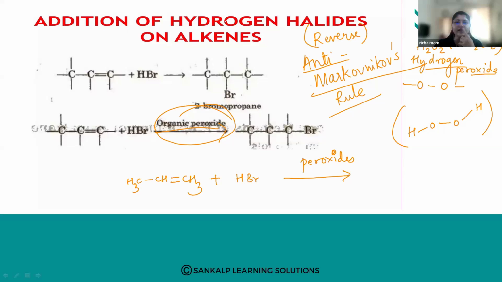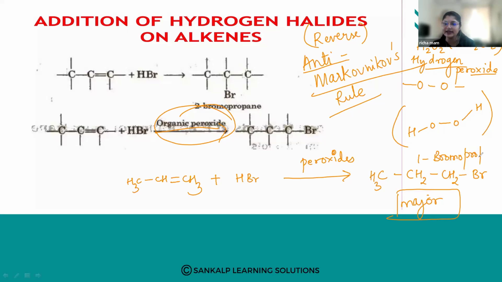So what was the Markovnikov rule? The negative part will be added to the carbon having the least number of hydrogen atoms, and the hydrogen atom will be added to the carbon having more hydrogen atoms. Now it will be reverse. Here the negative part will be added to the carbon having more hydrogen atoms, and the hydrogen will be added to the carbon having the least number of hydrogen atoms. So in the anti-Markovnikov rule, the major product will be 1-bromopropane. Is it clear? So this is the Markovnikov rule and the anti-Markovnikov rule.